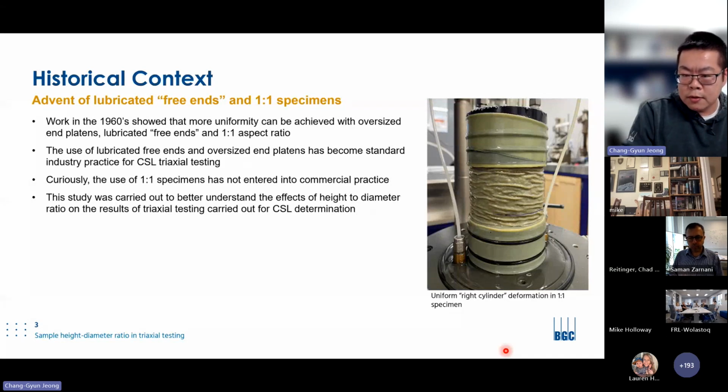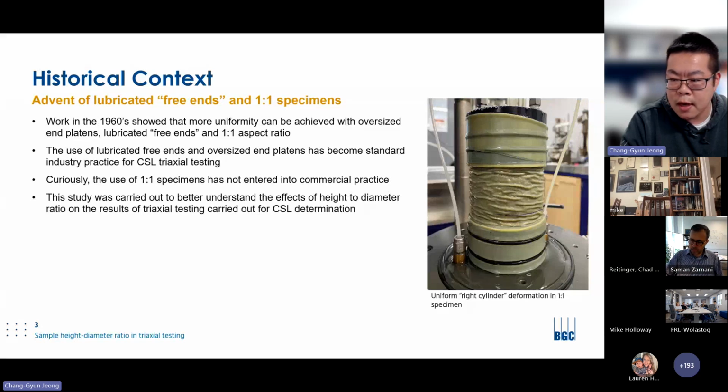And when carrying out the triaxial test to determine critical state, it is apparent that techniques aimed at introducing uniformity of stress and strain out to ultimate strains of 20 to 30% are highly desirable. The use of lubricated free ends and oversized end platens is recommended by, for example, Mike Jefferies and Ken Been in 2016, and also featured in a few publications such as the UWA round robin critical state testing, which was presented to us at last year's symposium.